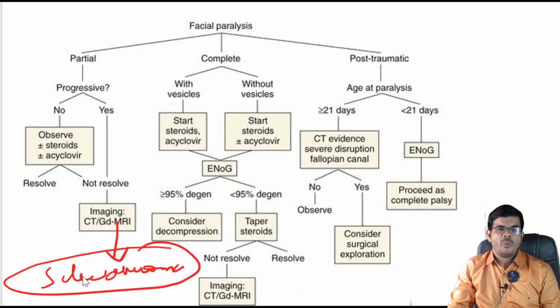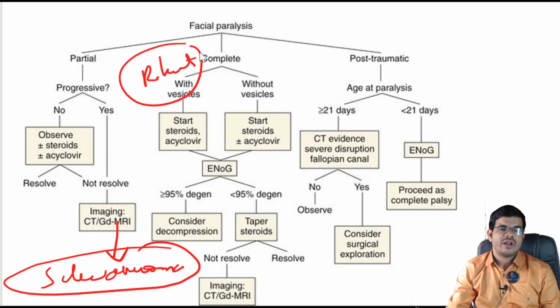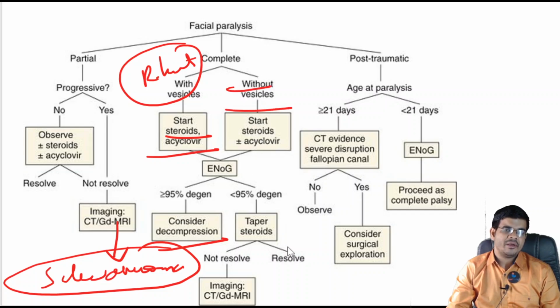Now when the patient has vesicles along with facial palsy, that means it is Ramsay-Hunt syndrome, right? Even for Ramsay-Hunt syndrome, what did I tell you? You can give steroids as well as acyclovir, and if there is more than 95% degeneration, you have to consider decompression. If less than 95% degeneration, you can taper the steroids. Even if there are no vesicles, the same course is followed here.